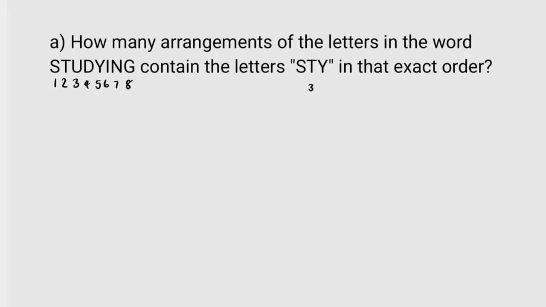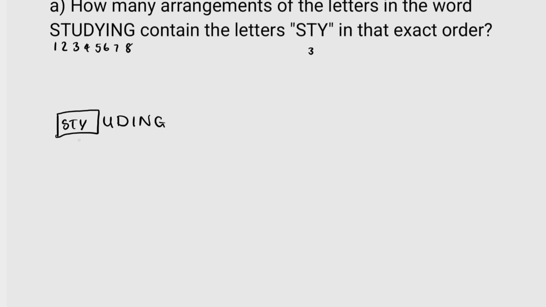Okay, so the way you go about doing this one is that you treat the letters S, T, and Y as a single letter. As opposed to treating them as separate letters, you treat it as one. So what you're left with is, let's put a block around it, S, T, Y. Let's write out the remaining letters: U, D, I, N, G. That's what you're left with.